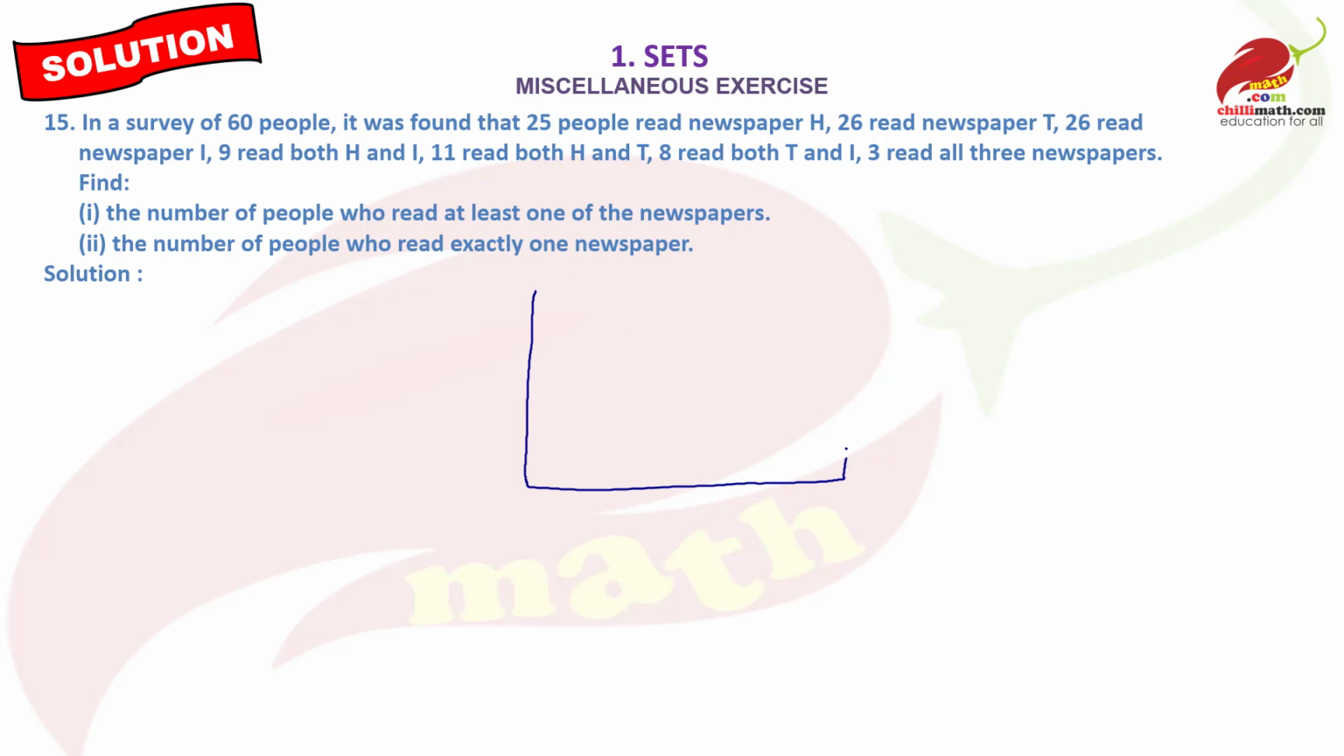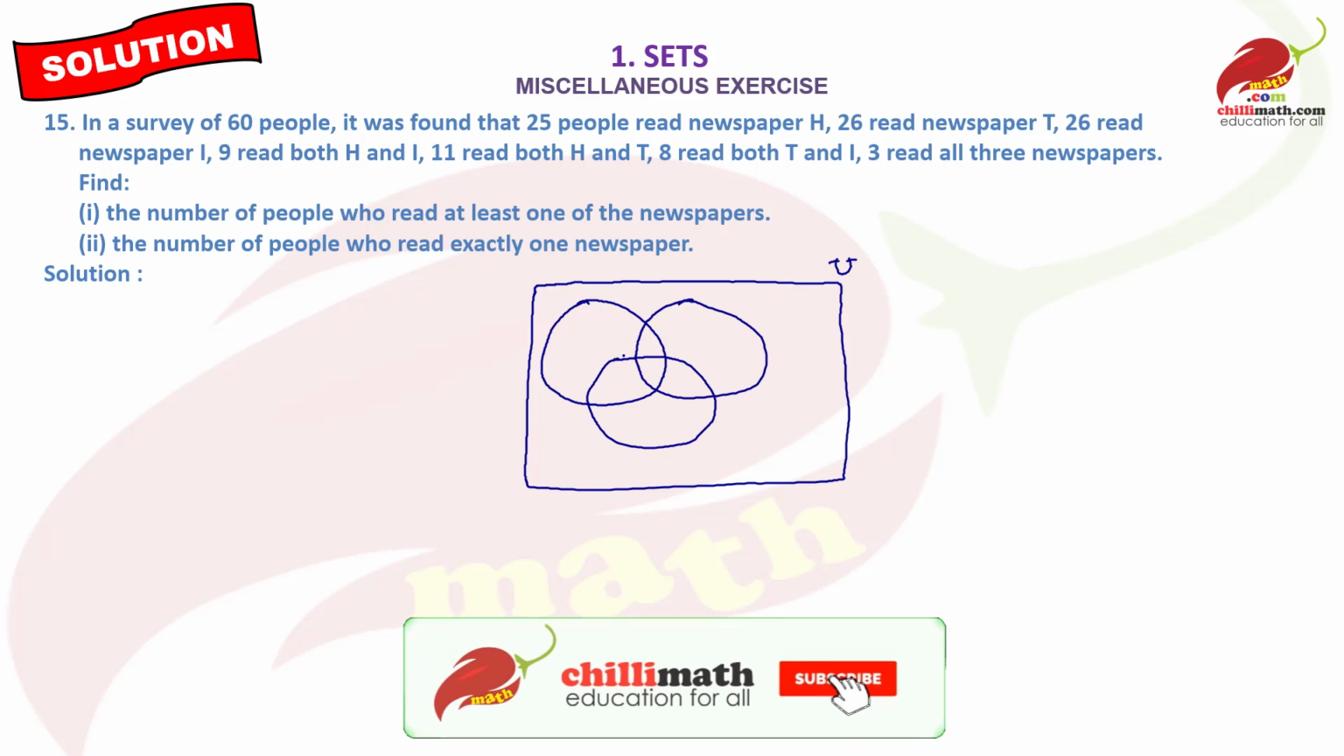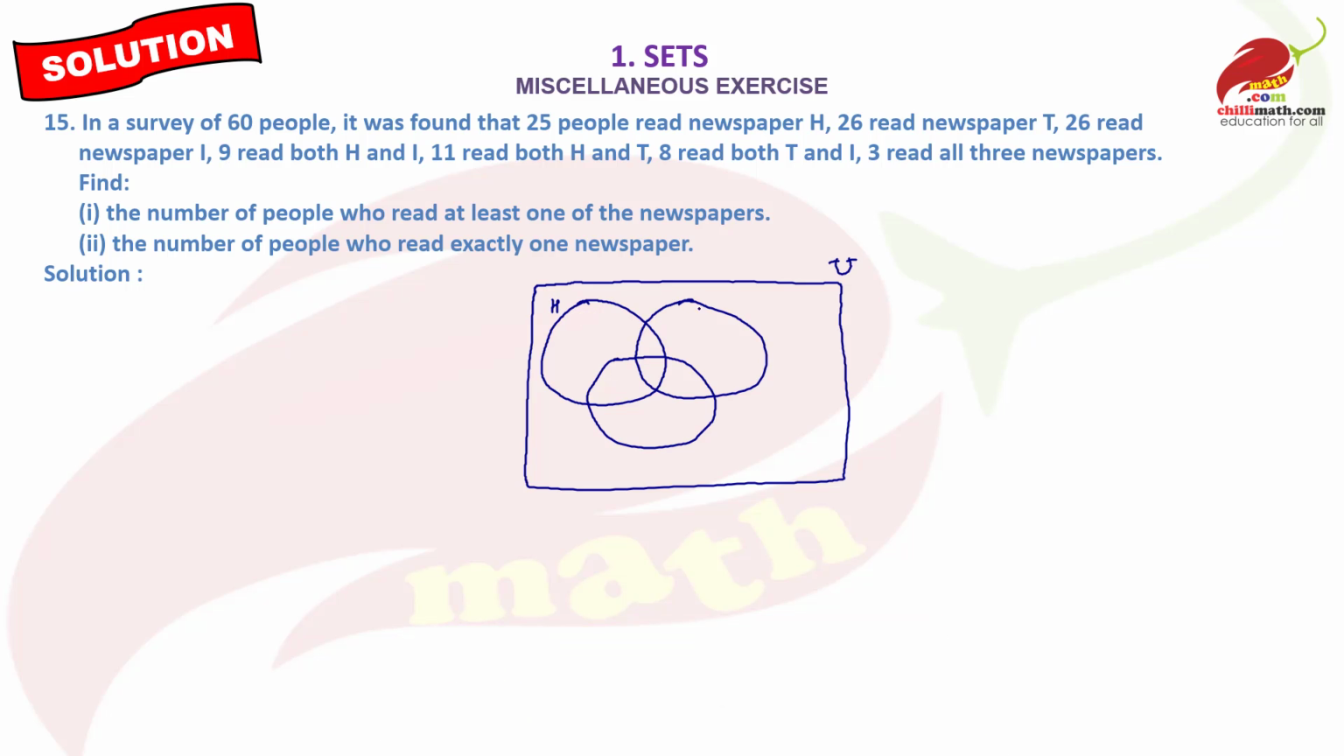So this will be solved using a Venn diagram. You can use the formula also. So this is your universal set. Here we have 3 types of sets, so we'll draw 3 sets in the form of 3 circles. This is newspaper H. This is for newspaper T. This is for newspaper I.